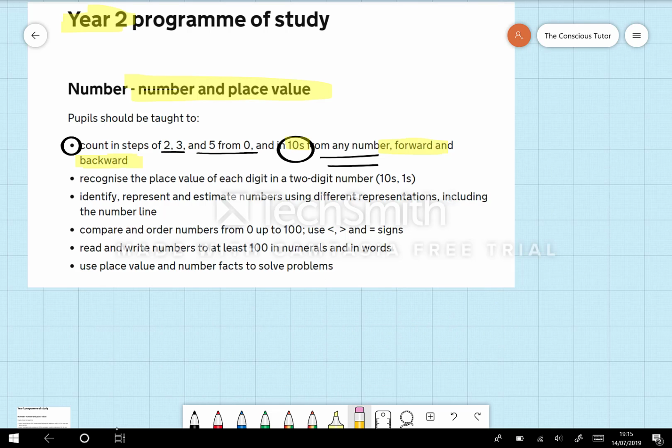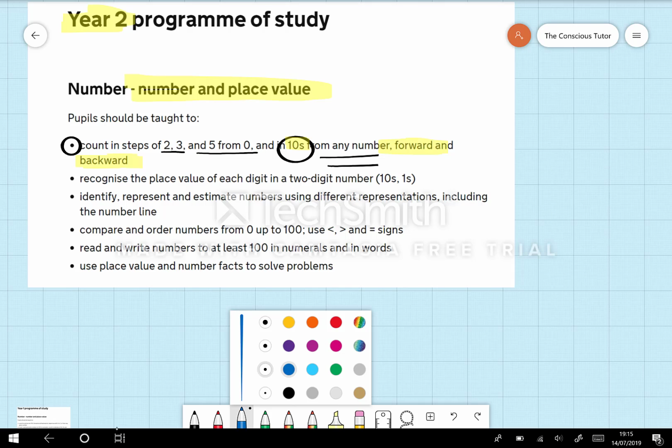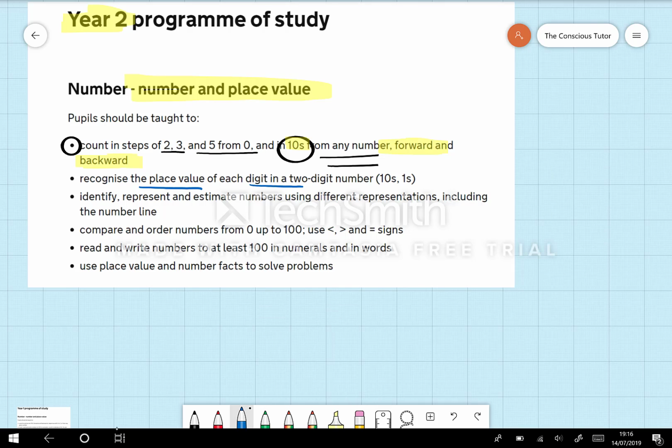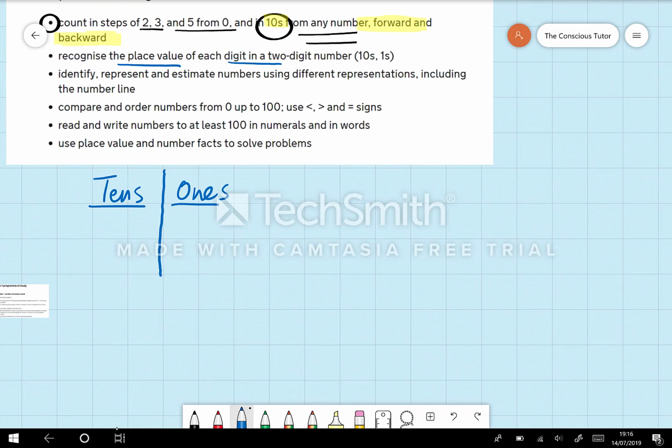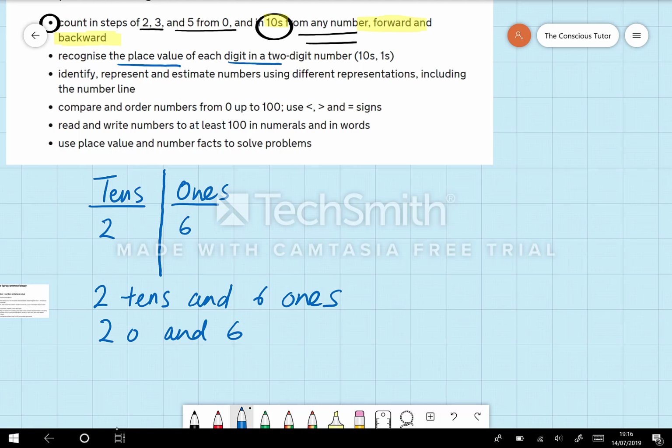The next objective is to recognize the place value of each digit in a 2-digit number. Although in year 2 children need to be able to read and write numbers to at least 100, the place value knowledge that they need to have is just for 2-digit numbers, tens and ones. So the number 26 would be partitioned, for example, into a place value grid of tens and ones. That's 2 tens and 6 ones, and that would be 20 and 6.